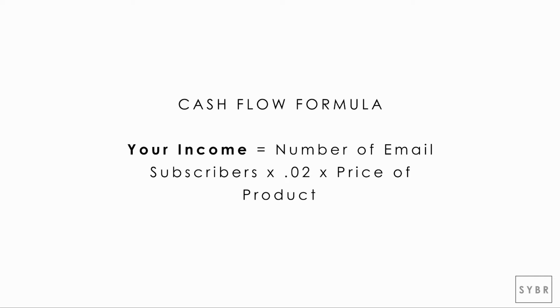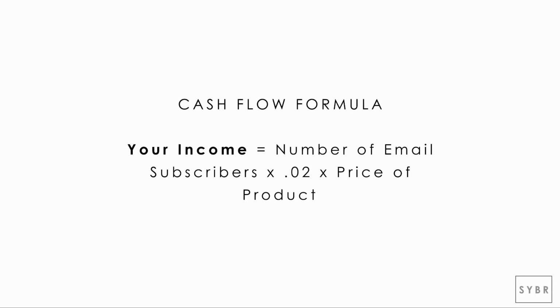And that cash flow formula is that your income is going to equal the number of email subscribers that you have on your list, or engaged audience that you have maybe on social media. So if you sell a lot on Instagram, then you can include those numbers as subscribers, because whenever you post something or share a promotion, you know that you're going to have people buying directly from that Instagram page. So you're going to have the number of people in your audience times 2%. So 2% is the average conversion rate.